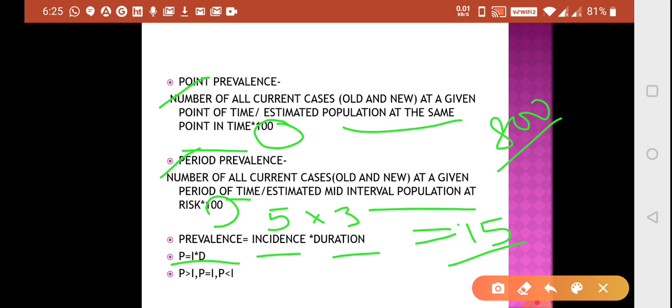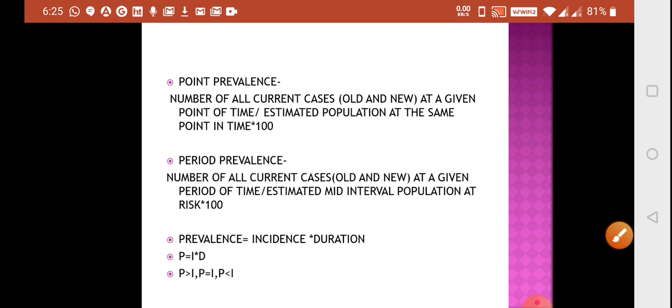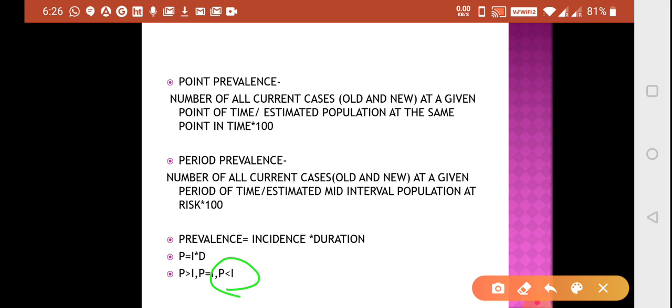What happens when prevalence is more, when prevalence is 1, when prevalence is less? Suppose there is a disease and prevalence is more and incidence is less, so what is going to happen? If prevalence is more and incidence is less, it means the disease is fatal. When prevalence is 1, incidence is 1, nothing much. But when the incidence is more and prevalence is less, it means more and more cases are coming. What is happening? Prevalence is less, that means people are dying or people are being cured.